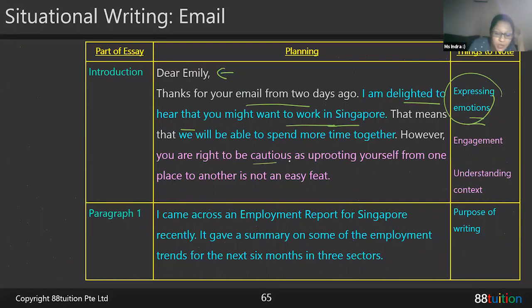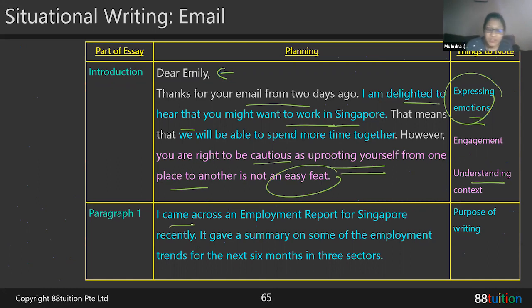However, you are right to be cautious about uprooting yourself. From New Zealand to Singapore, it's basically an uprooting. You have to move to a different country and adapt to different cultures. Your cousin may not be used to it. From one place to another, it's not an easy feat. You understand the context, you understand her position. This is how we demonstrate that.